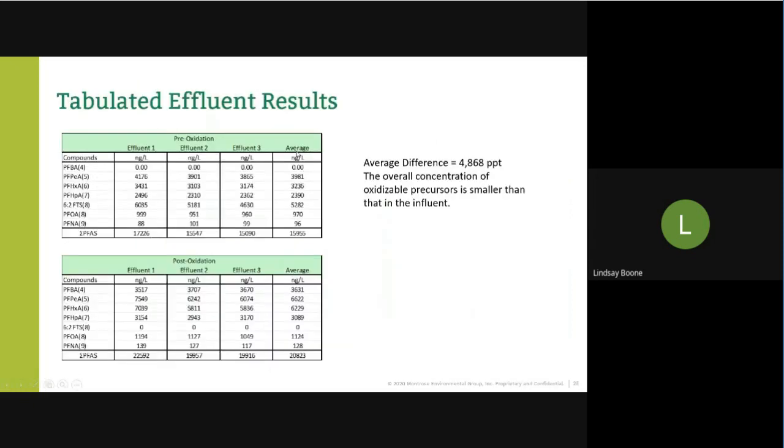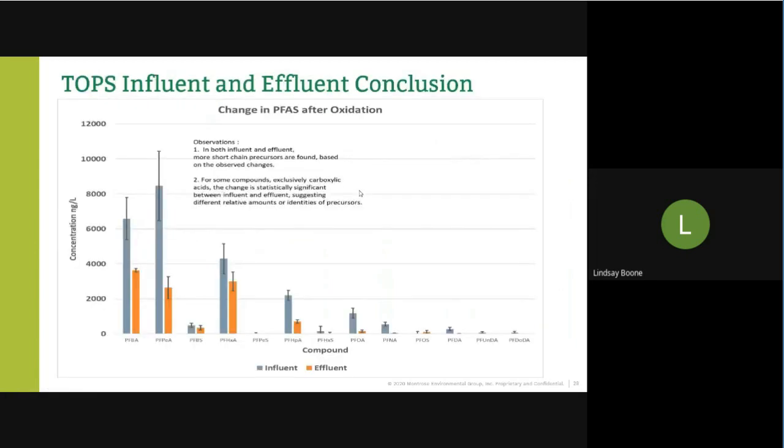And that effluent sample, there was about a 4,800 parts per trillion difference between your post-oxidized and pre-oxidized sample. Now, the major and overall conclusion, and that again interests us, was the difference in fingerprinting patterns of the PFAS between the influent and effluent. What this chart shows is influent and effluent. Influent is the blue bars, effluent is the orange bars after oxidation. And here's the concentration on the y-axis.